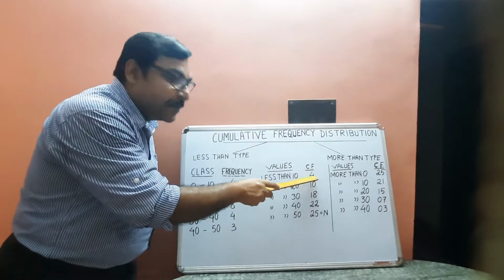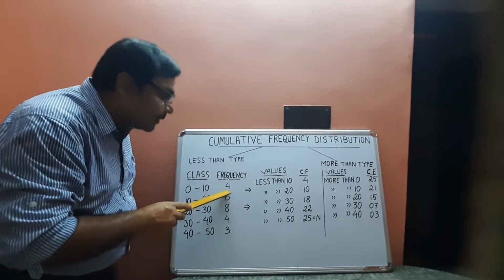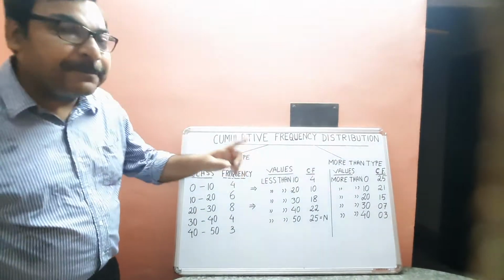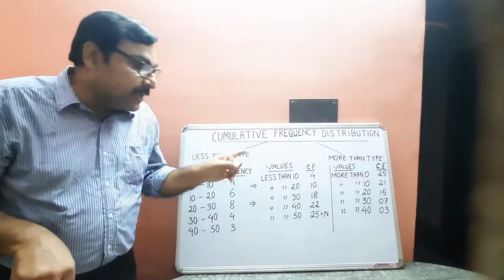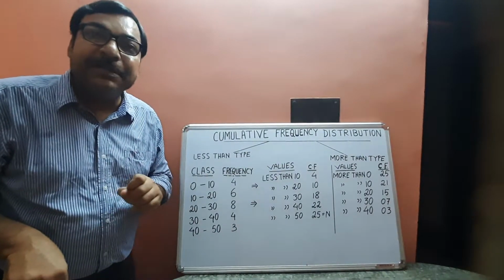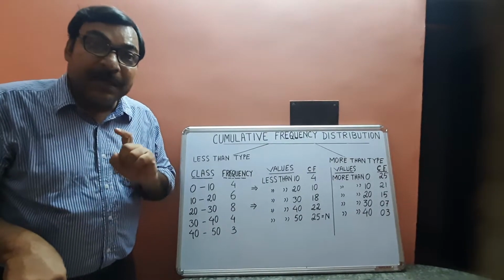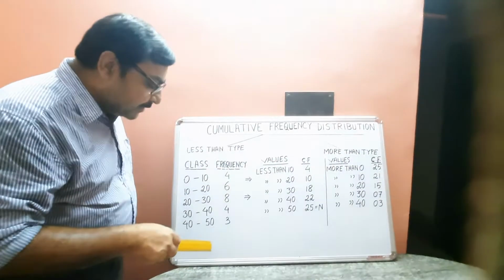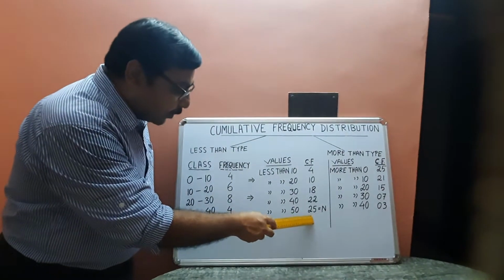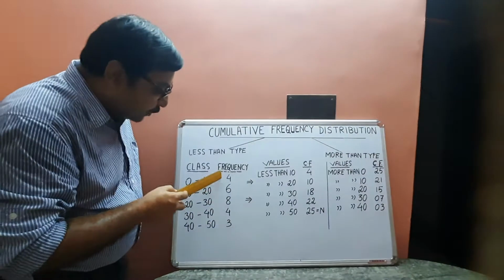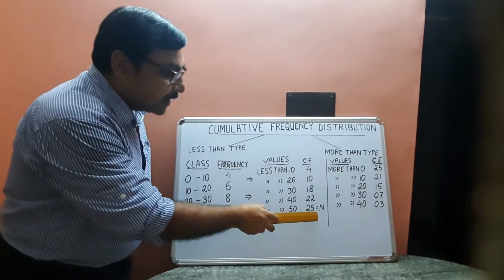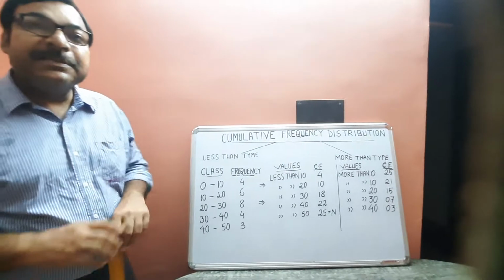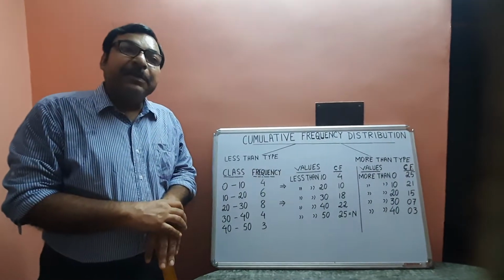to first CF. First CF is 4, first simple frequency is 4. First simple frequency and first CF, cumulative frequency, is always equal in case of less than type cumulative frequency distribution. It is the third characteristic. Number 4, in case of less than type cumulative frequency distribution, we observe the last CF is always equal to total frequency. Take the total of all frequencies, you will get 25. Last CF is equal to total frequency. These are the 4 characteristics of less than type cumulative frequency distribution.